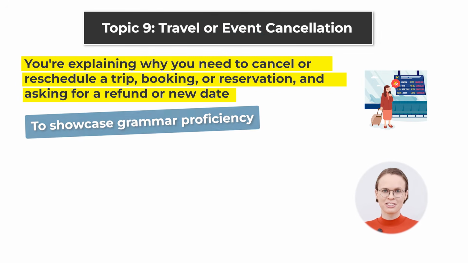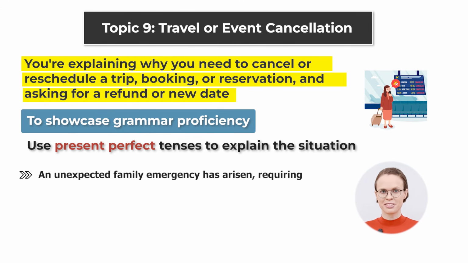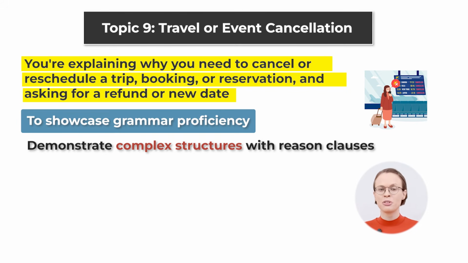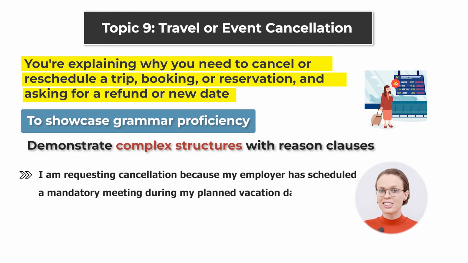To showcase grammar proficiency, use present perfect tenses to explain the situation. For instance, "An unexpected family emergency has arisen, requiring me to cancel my travel plans." Demonstrate complex structures with reason clauses like this: "I am requesting cancellation because my employer has scheduled a mandatory meeting during my planned vacation dates."